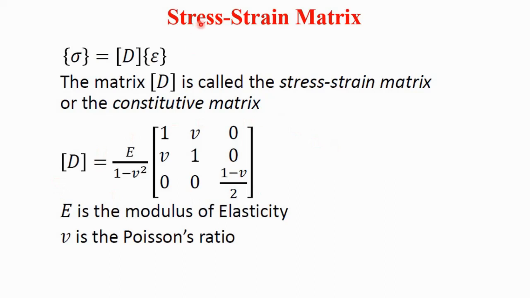In the case of plane stress, the D matrix is equal to E, that is Young's modulus, divided by 1 minus mu squared, where mu is Poisson's ratio, times the matrix [1, mu, 0; mu, 1, 0; 0, 0, (1 minus mu) divided by 2]. So this is the D matrix, the stress-strain matrix for the plane stress condition, where E is Young's modulus and mu is Poisson's ratio.